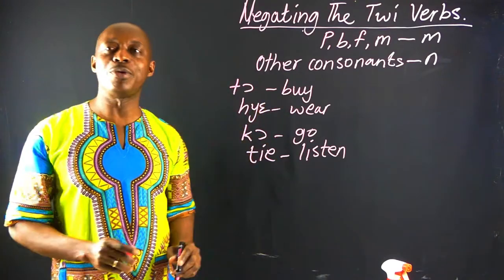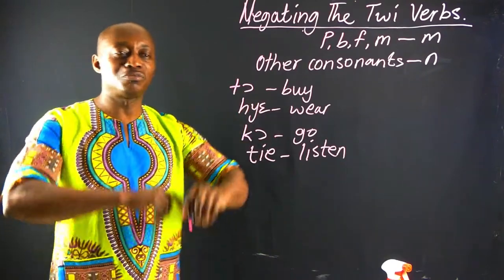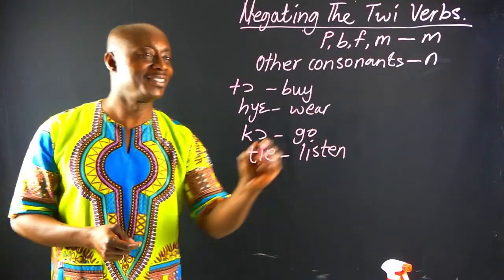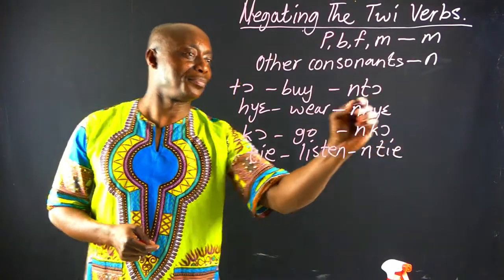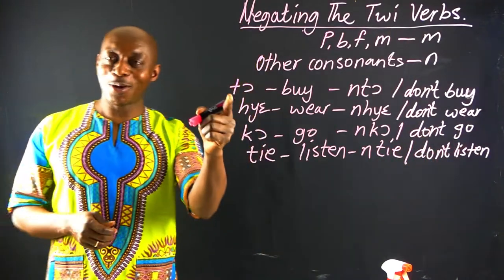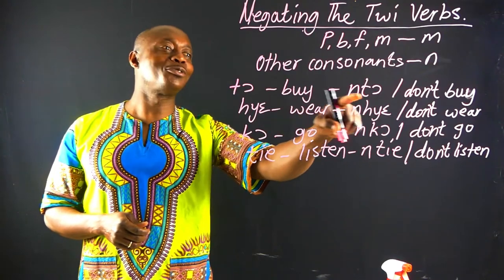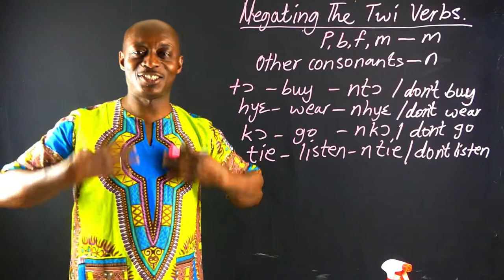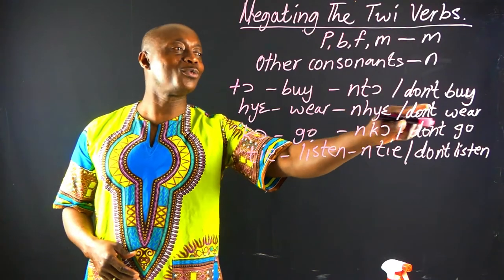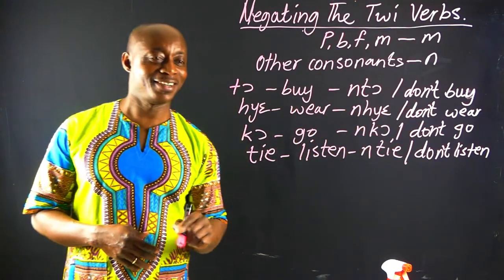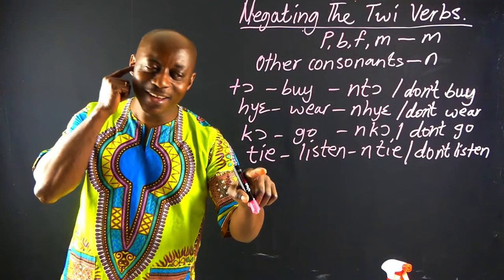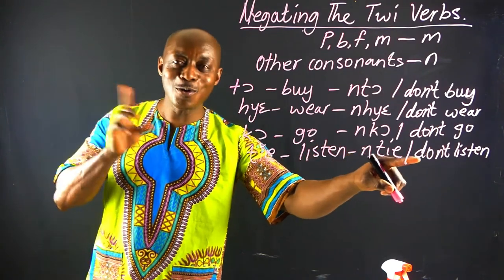So let's see. To will be what? Nto. She will be Nshe. Ko will be Nko. Tie will be Ntie. So, to in the negative form will be Nto, don't buy. She, wear, in the negative form will be Nshe, don't wear it. Ko, go. Nko, don't go. Tie, listen. Ntie, do not listen.